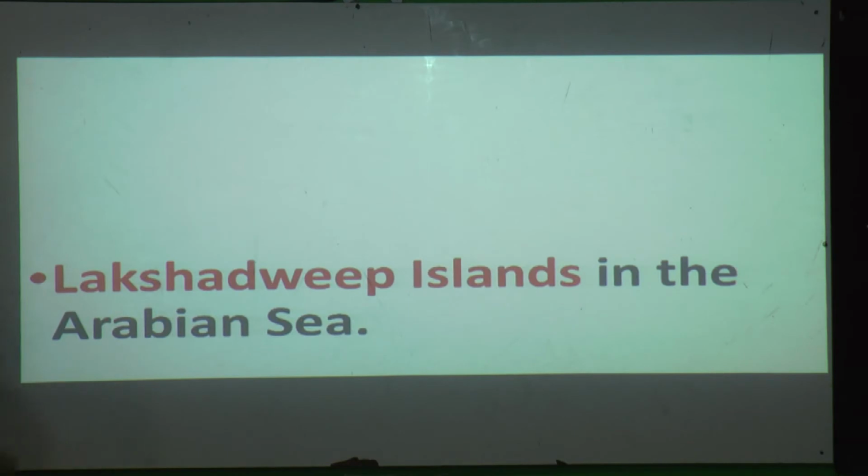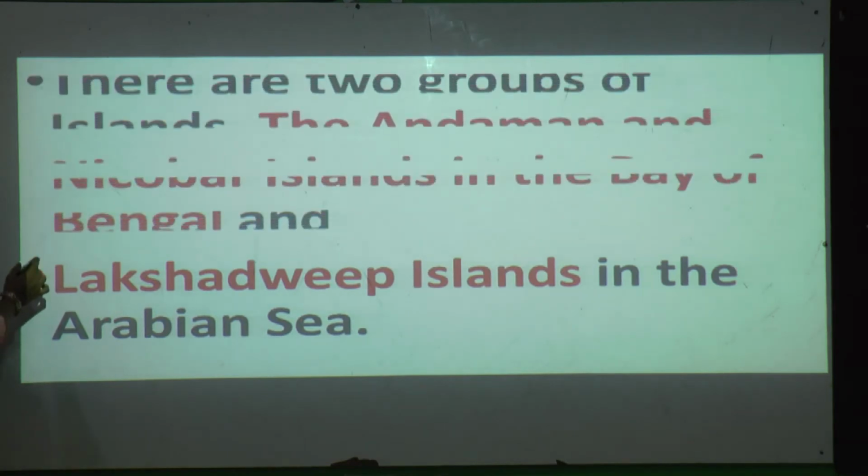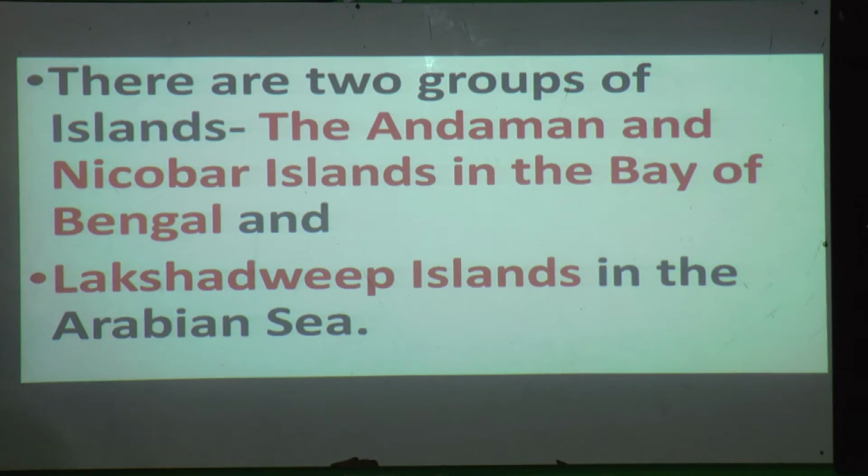Now, the Lakshadweep Islands are in the Arabian Sea, and there are two groups of islands. What are the two groups? One is on the east side and one is on the west side. Now we are going to see that: the Andaman and Nicobar Islands in the Bay of Bengal.